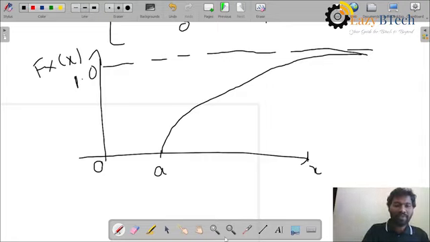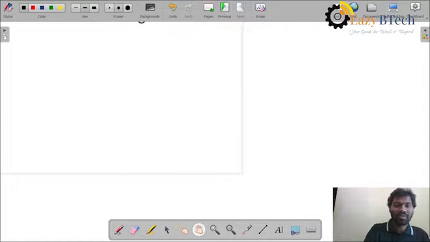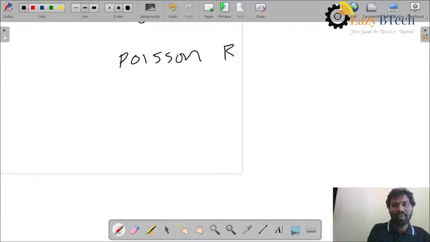We have one more random variable, that is Poisson random variable.